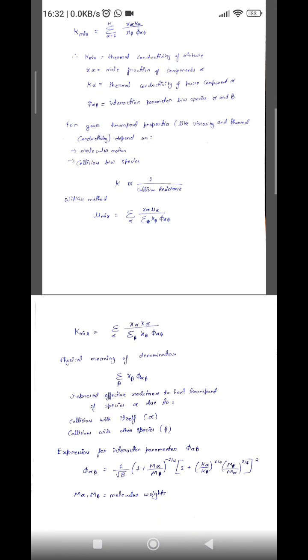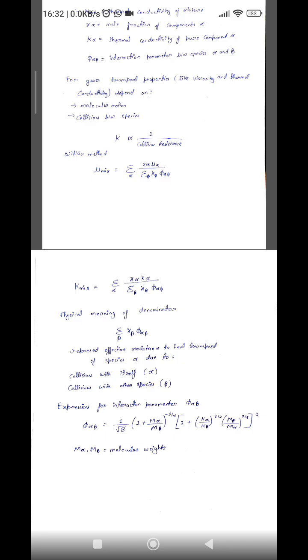And now for the thermal conductivity of the mixture, as we have studied above, it is the summation of x alpha k alpha upon the summation of x beta phi alpha beta. The physical meaning of the denominator is given here: it represents the effective resistance to heat transport of species alpha due to beta. Collision with itself means alpha, collision with other species means beta.